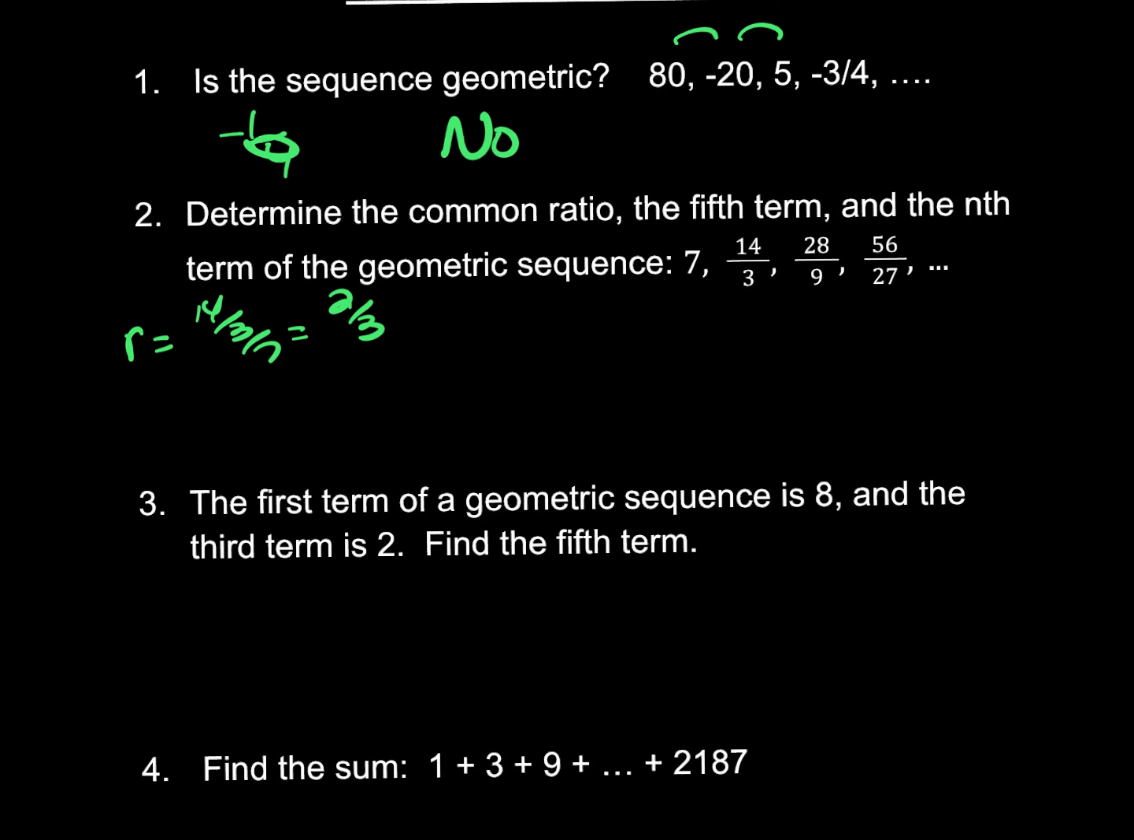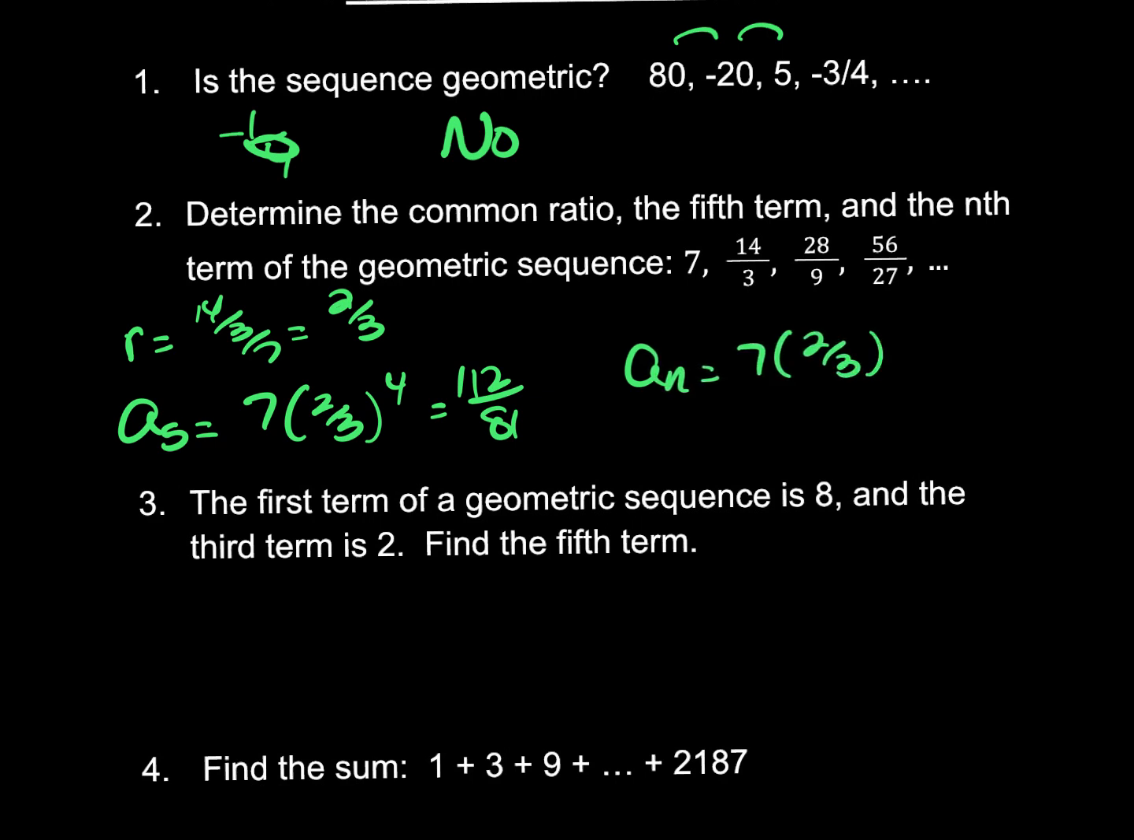To find the fifth term, you do the first term times r to the n minus 1. So I'm going to do 7 times 2/3 to the fourth power. And so I'm punching that in, and make sure that on your calculator you change those to fractions. So I'm getting 112 over 81. Then this is the nth term. For the nth term, remember, leave the n in. So I'm going to do the first term times r to the n minus 1. That's the general formula right there. There's the fifth term, and there's r, which is everything they asked for.